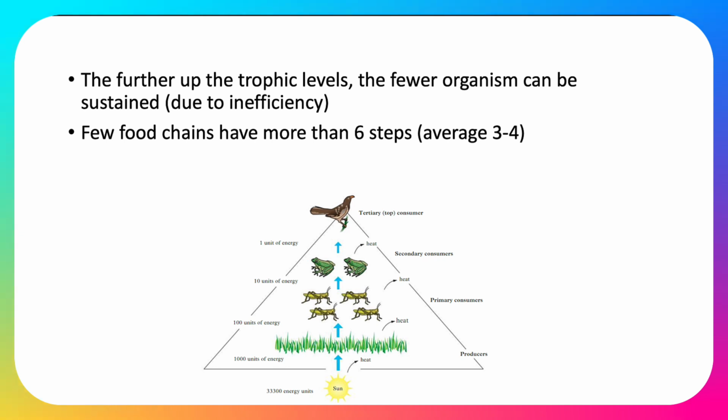Now, the energy flow through an ecosystem is inefficient. So it limits the number of levels, or trophic levels, that we can have in an ecosystem because it simply runs out of energy. And for that reason, we rarely have more than 6 steps. So we've got 1, 2, 3, 4 here. Very rarely do we have many more than that. And it tends to be more inefficient as we go further up the food chain as well.